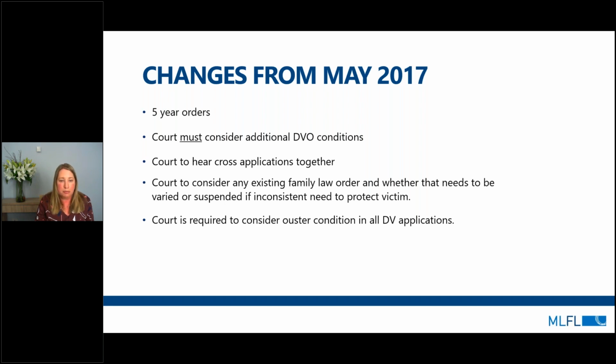Now, the courts must hear cross applications together. So if one person files an application for a protection order, and then the other person files another application, they're heard together. It's worth noting that the police can make an application on behalf of the aggrieved person, especially if they're called out to a disturbance. Alternatively, the aggrieved person can make an application themselves. The magistrate must also consider any existing family law orders and whether they need to be varied or suspended if they're inconsistent with the need to protect the victim of domestic violence.